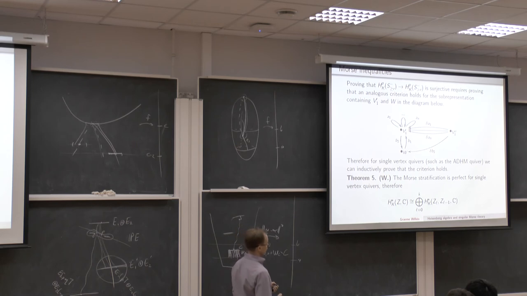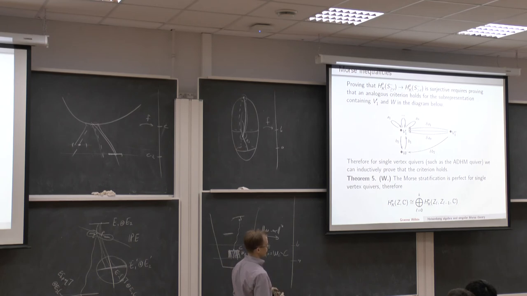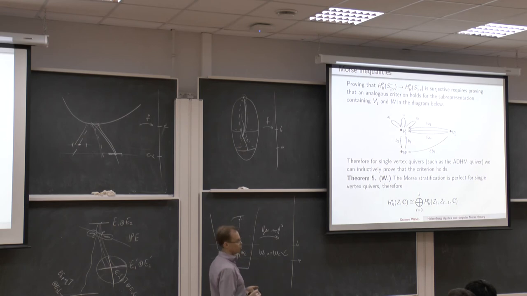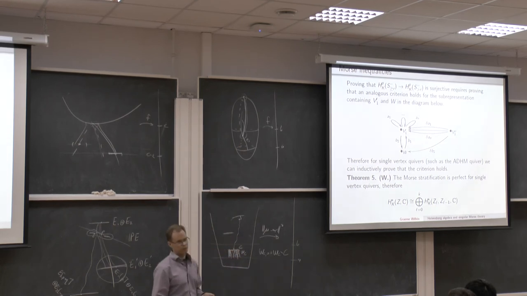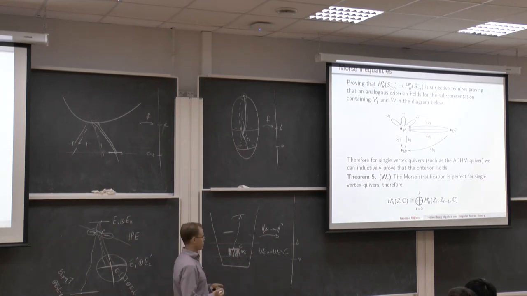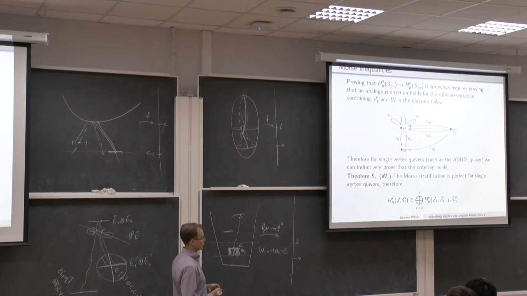So if you use induction to prove that the criterion holds, then for a single vertex quiver, like the ADHM quiver, the Morse stratification is perfect. So over C, these long exact sequences split into short exact sequences. And you get this direct sum. So the total space is a direct sum of the contributions from the relative homologies around the critical sets.